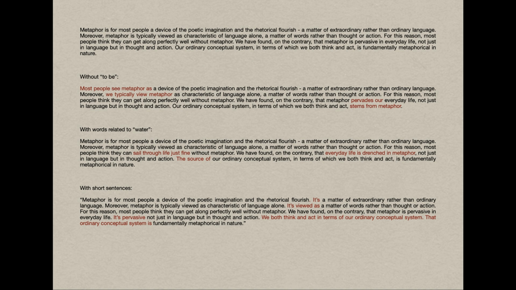If you try to park all your cars at once, things can get messy, so best to park them one at a time. So the last sentence, for instance, we might say something like, "we both think and act in terms of our ordinary conceptual system." End the sentence there, then start a new one. "That ordinary conceptual system stems from metaphor," or something like that. Anyway, these are just a few examples. Use your imagination. There are endless options to how you could do this.